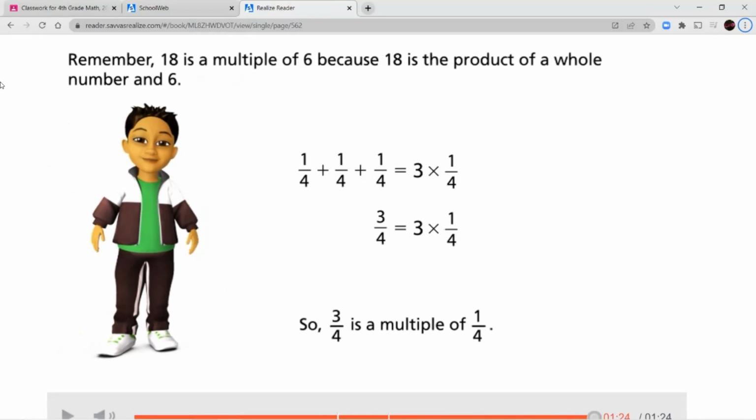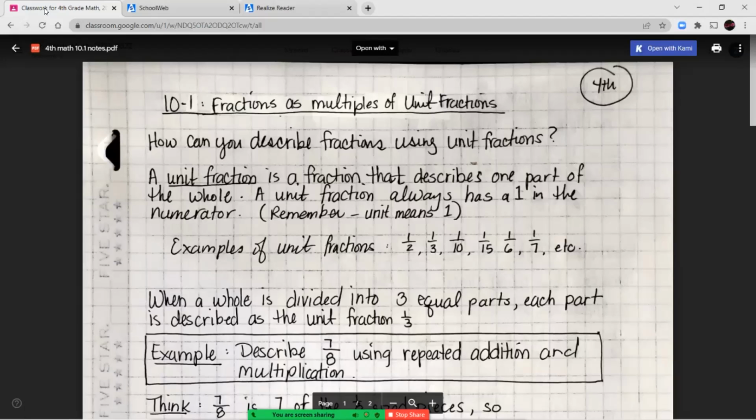All right, let's take a look at our notes and our guided practice for this section together. Now, how can you describe fractions using unit fractions? Remember, a unit fraction is a fraction that describes one part of your whole. That means a unit fraction always has a 1 in the numerator. The prefix uni means 1. Examples of unit fractions: 1/2, 1/3, 1/10, 1/15, 1/6, 1/7. Whatever it is, as long as there's a 1 in the numerator, it's a unit fraction.